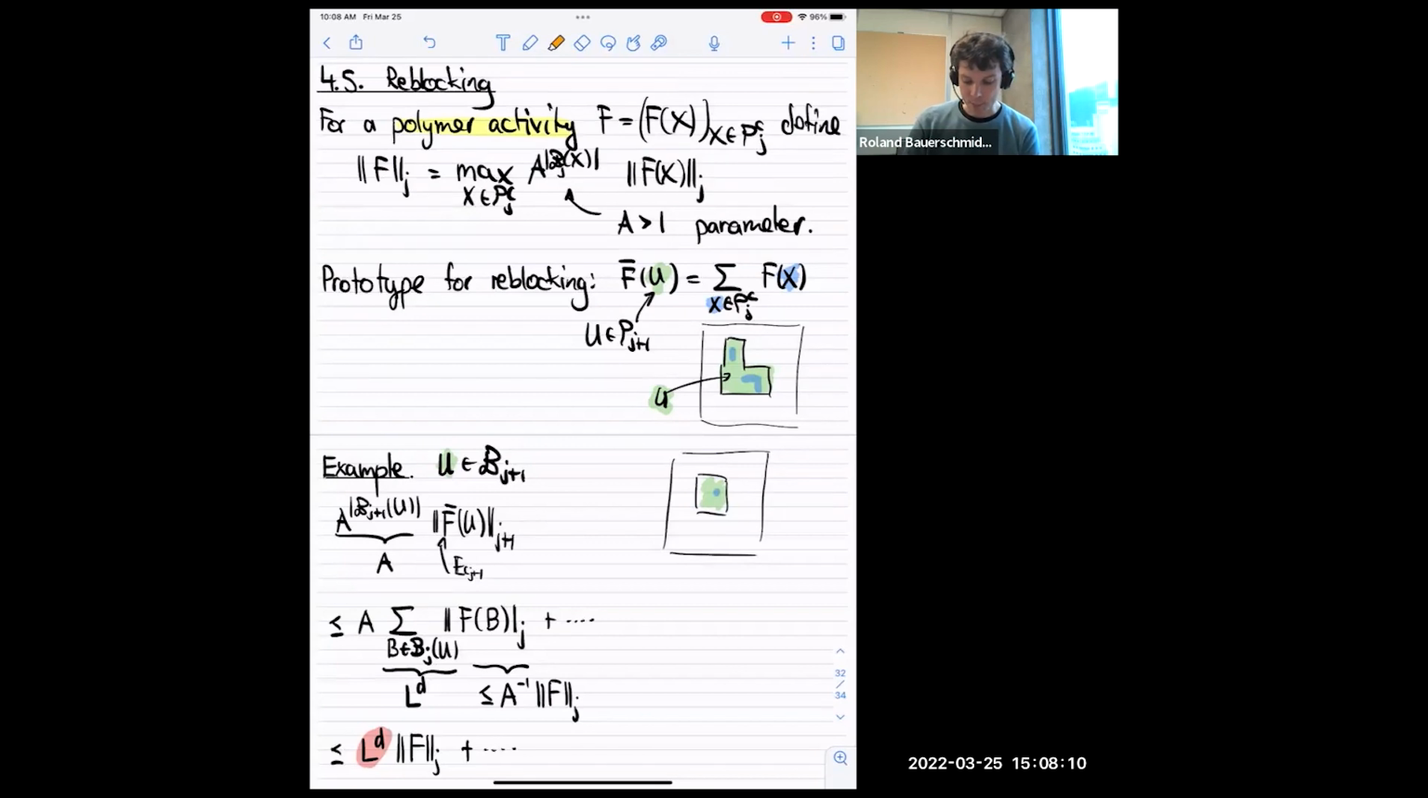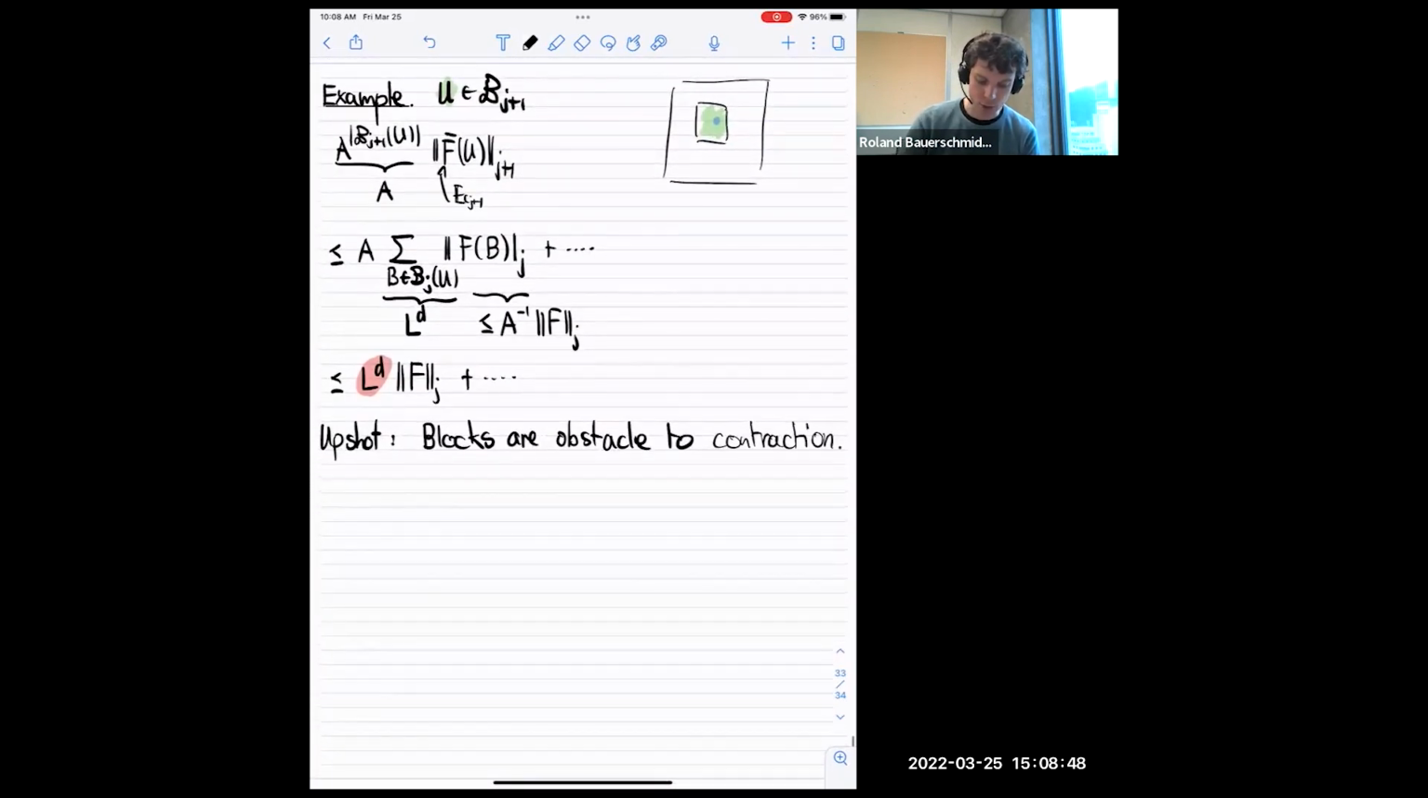And then we studied a prototype for the simple reblocking map, which is given by this F bar. So you start with a polymer activity F. So it's just a function of a set X, and F of X is itself a function of the field inside X. And we did the simple reblocking map, which is to define a new polymer activity on scale j plus 1, denoted by F bar, by just summing over all polymers at scale j inside the j plus 1 polymer. And so this example is where we stopped last time.